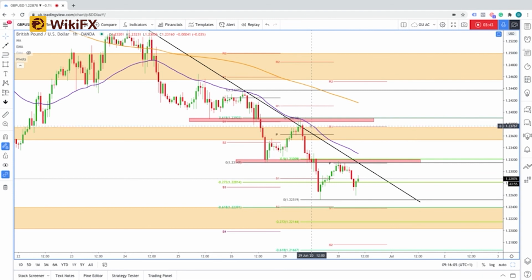Now, fundamentally, we are seeing cable weaken. We did have Leicester undergoing further lockdown restrictions as COVID cases are surging in the region. So we are seeing pubs, restaurants, and schools remaining closed.